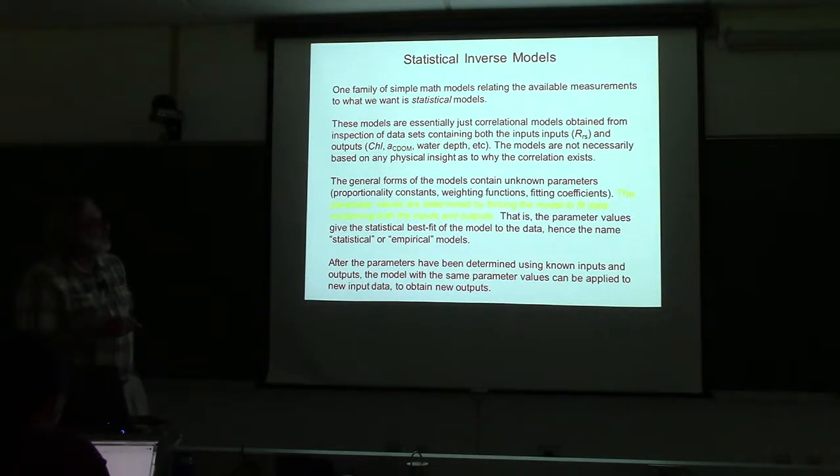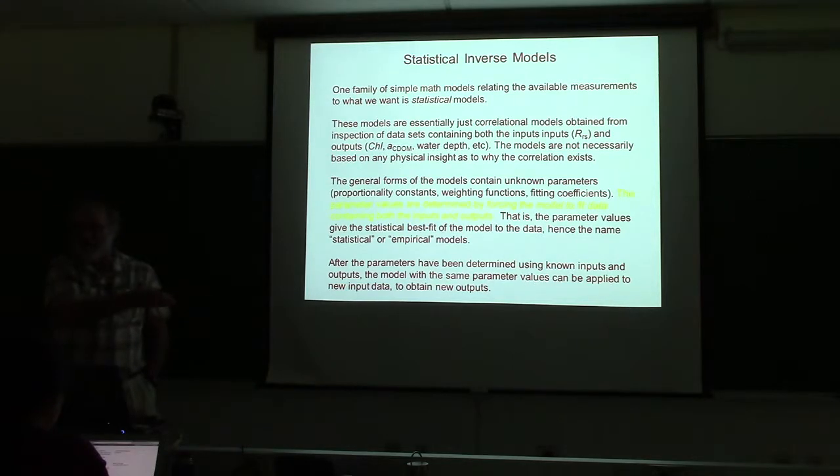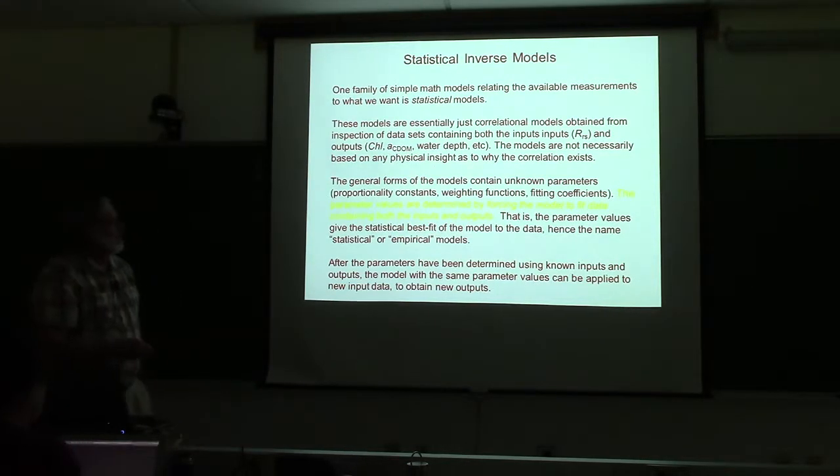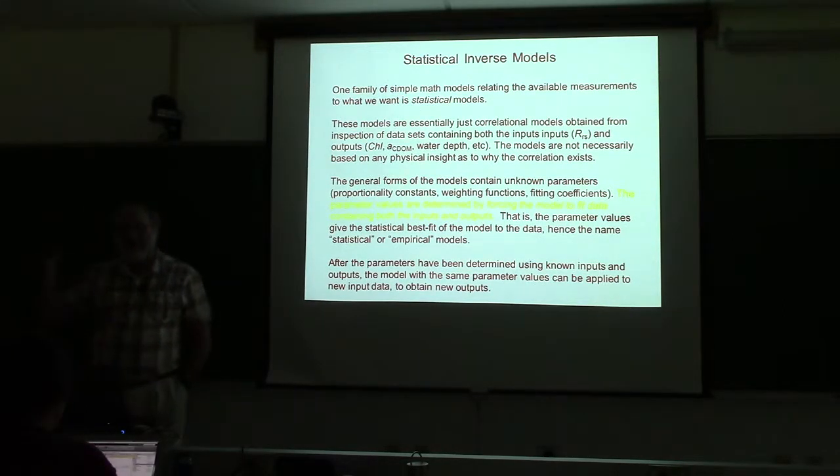After you have this best fit mathematical model, then you can hope that if you put in a new value of RRS, you'll get an estimate of, say, chlorophyll that's reasonably good. And in general, your model here is going to have some kind of unknown parameters, which might be proportionality constants or weighting functions or fitting coefficients, whatever you want to call them.